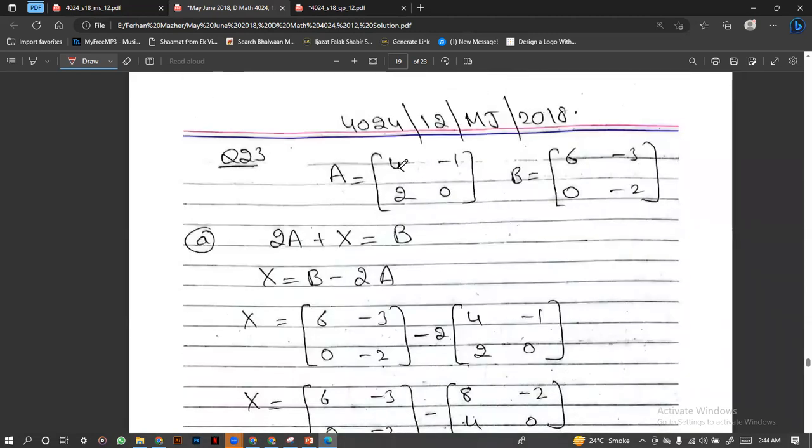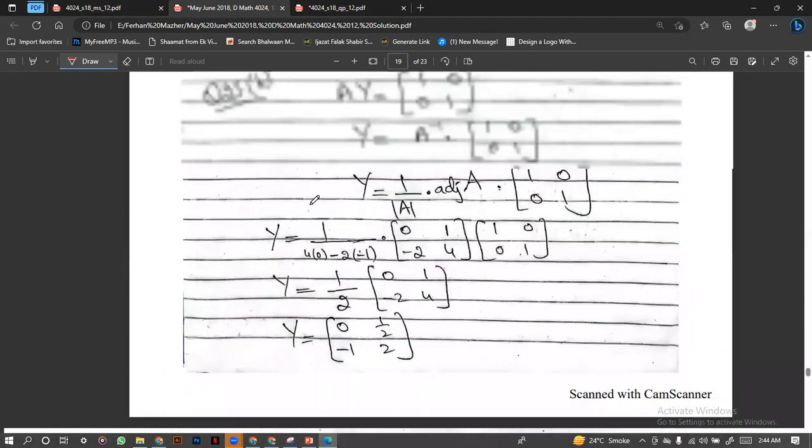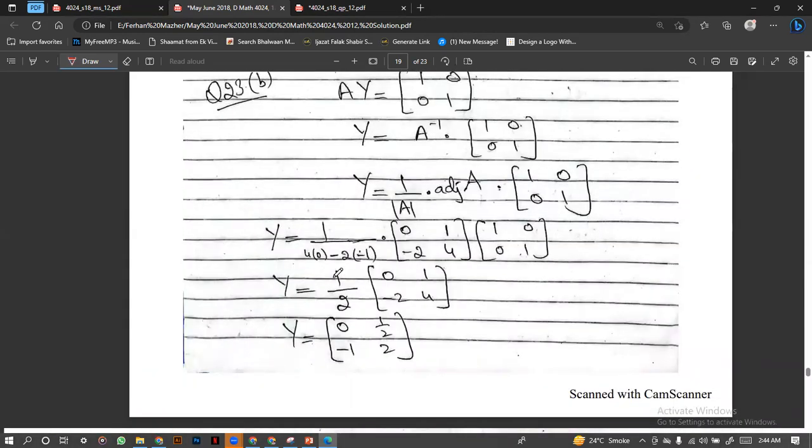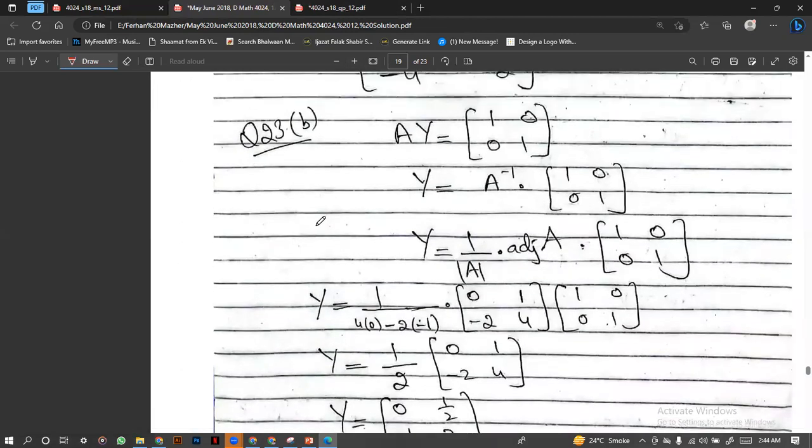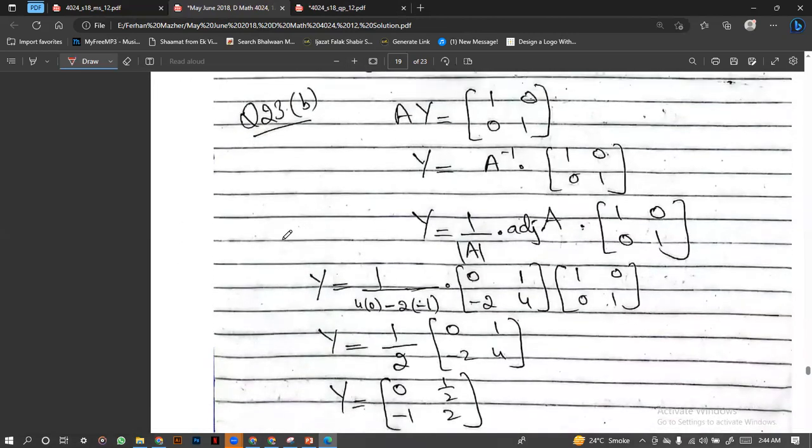So how do you find the determinant? You multiply 4 with the 0, and then you minus 2 multiplied with the minus 1. So it will be 4 into 0 minus 2 into minus 1, and you will have the value here. Then you have the adjoint. In the adjoint, you change the positions and you change the signs.